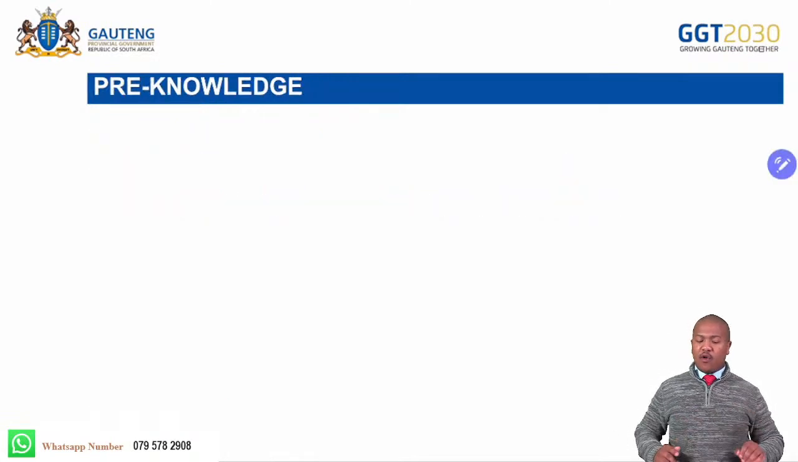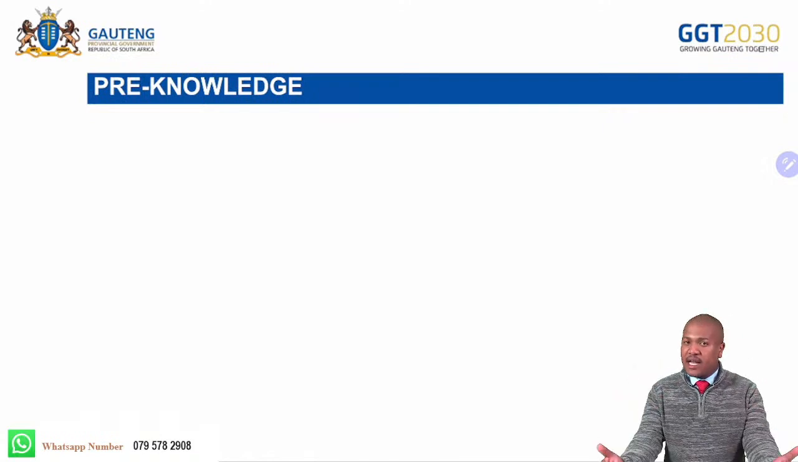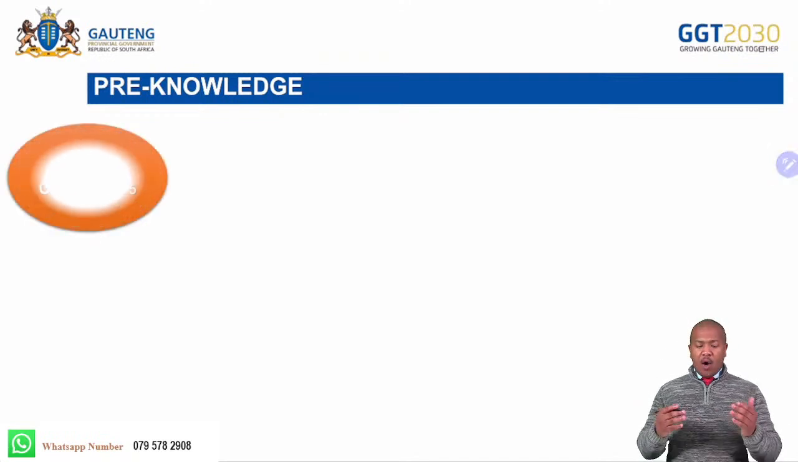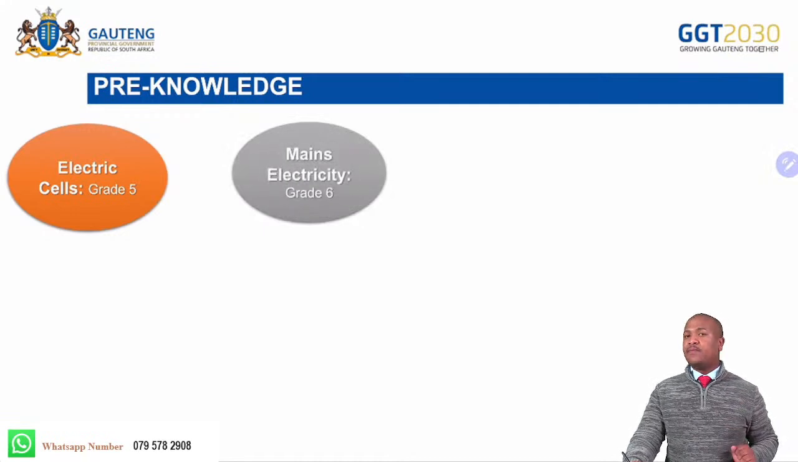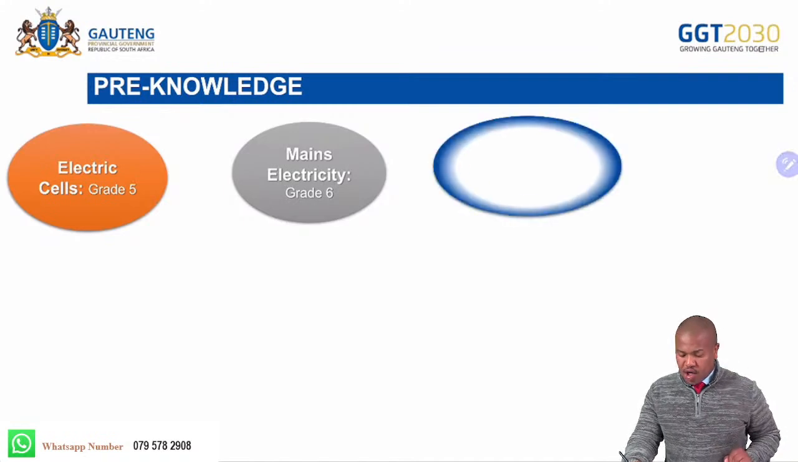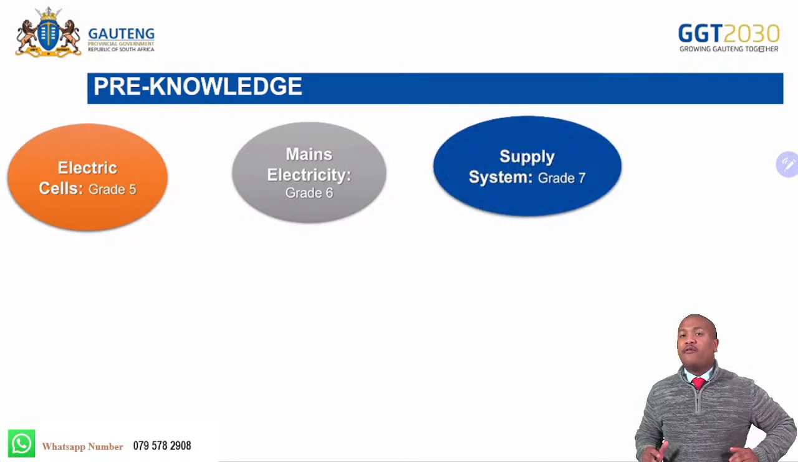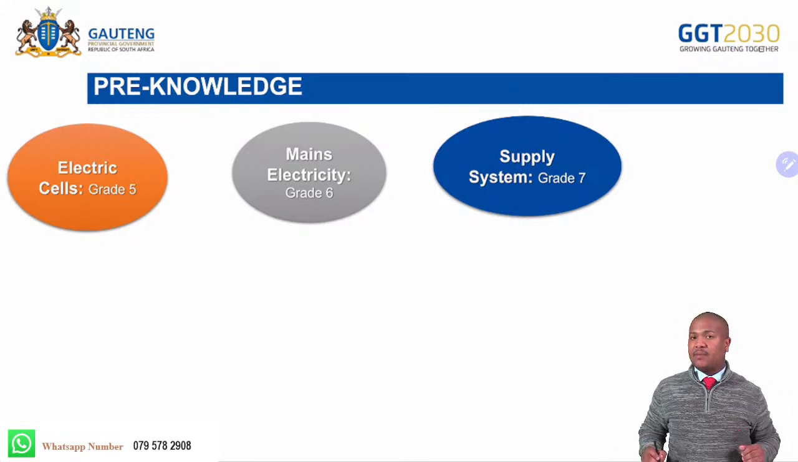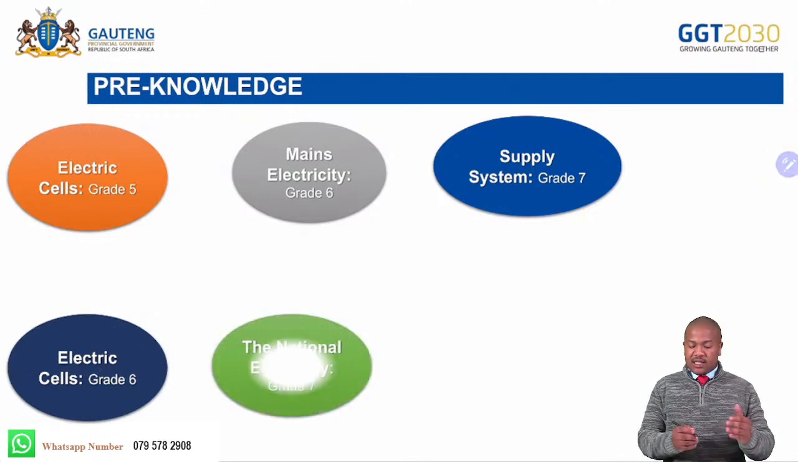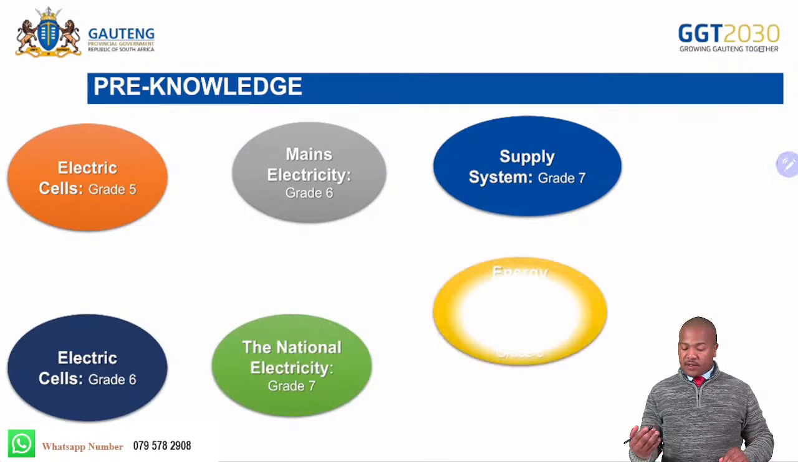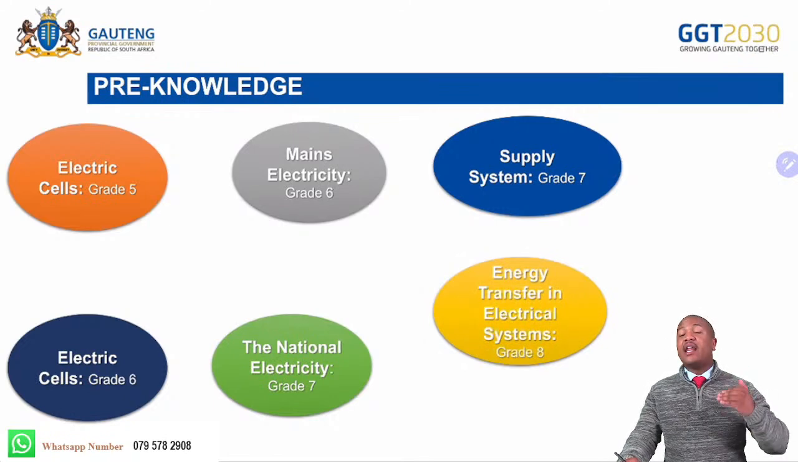Now, let's move on and check what we have done in the previous grades and the same grade prior to today's lesson, right? In grade 6 and grade 5, we have done electric cells, right? And in grade 6, we've also introduced mains electricity. Not only that, in grade 7, we further talked about supply systems, right? We also talked about national electricity, right? And electric cells, yes, in grade 6. And also we have done what? Energy transfer in electrical systems during our grade 8.